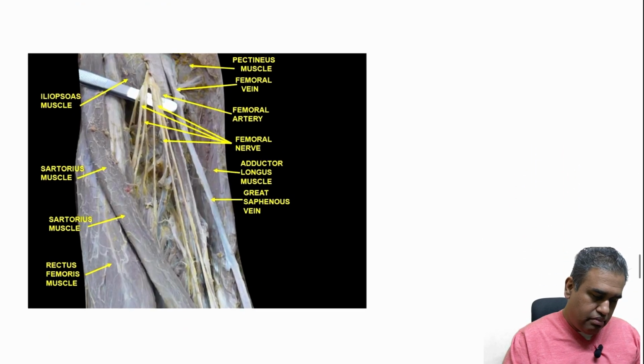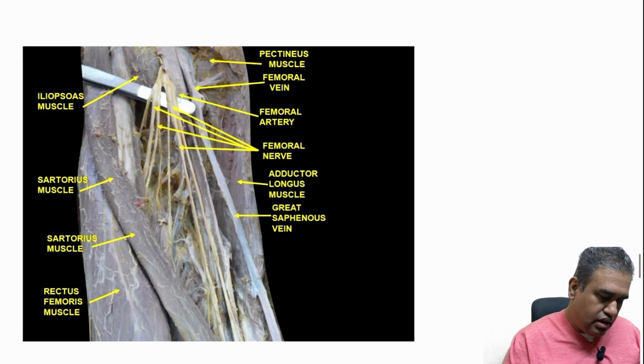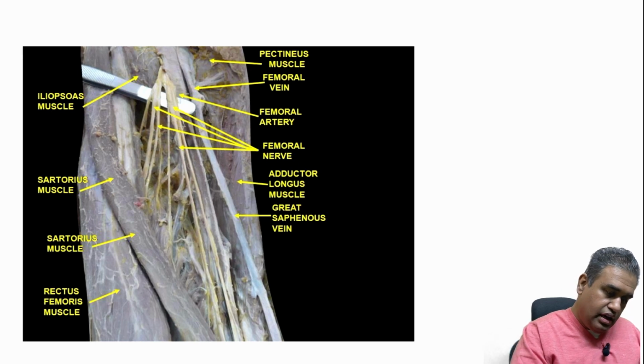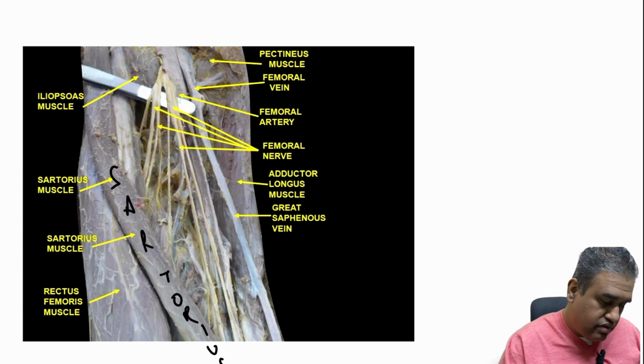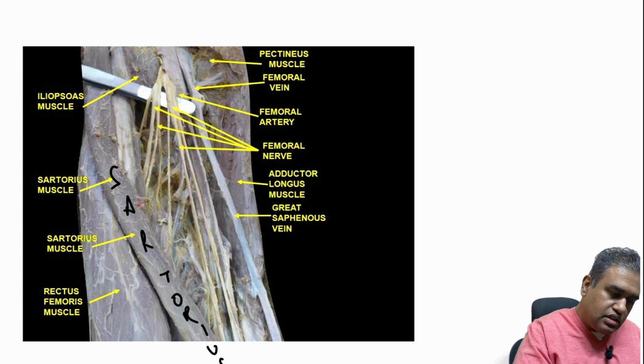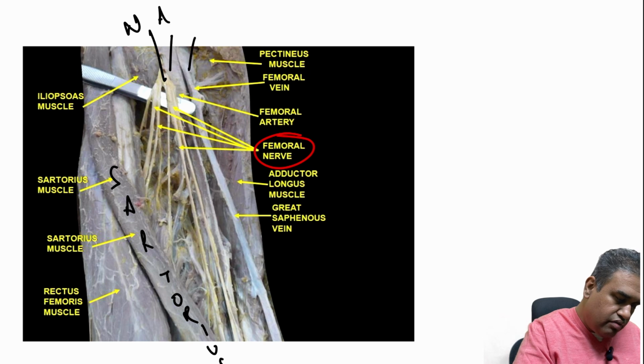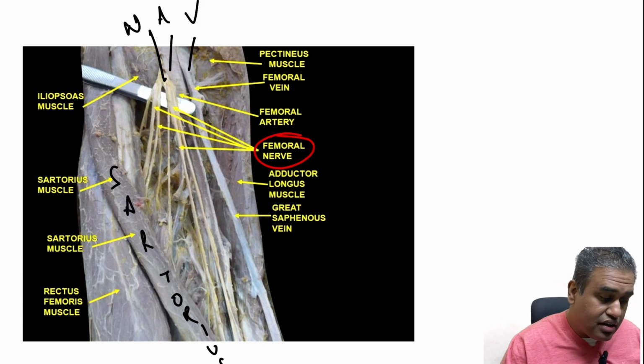Let us see an image over here. Okay, here you are seeing the femoral triangle. How to identify? You are looking at the sartorius muscle over here, going down, right side femoral triangle. These are all the branches of the femoral nerve, as you can see over here. It lies most laterally. Then, if I may write it like this, N for nerve, A for artery, V for vein: nerve, artery, vein.